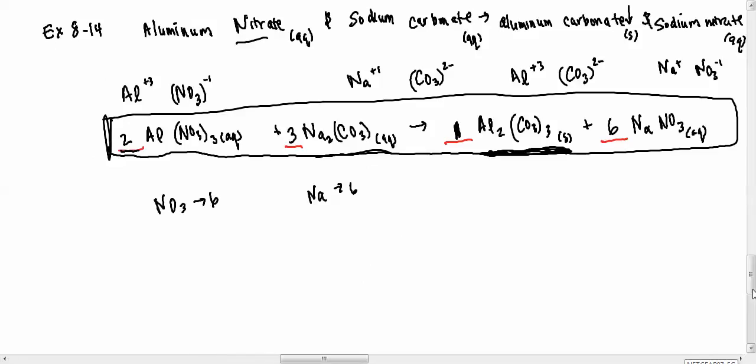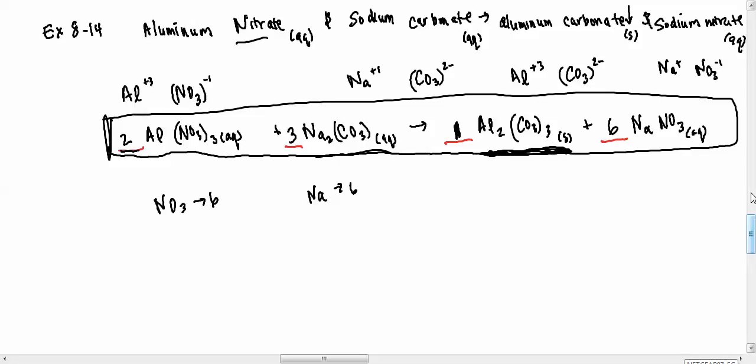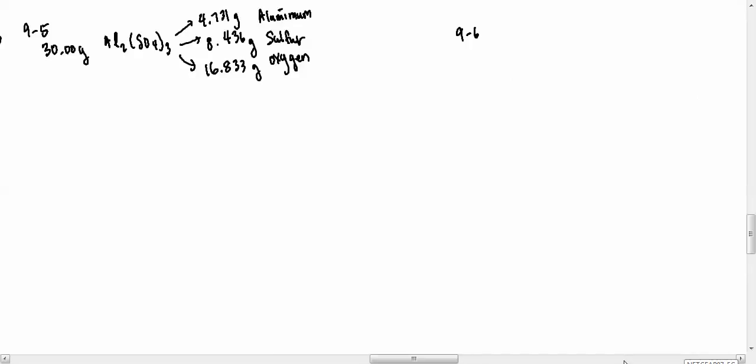All right, aluminum sulfate is composed of 4.731 grams of aluminum, 8.436 grams of sulfur, and 16.833 grams of oxygen.